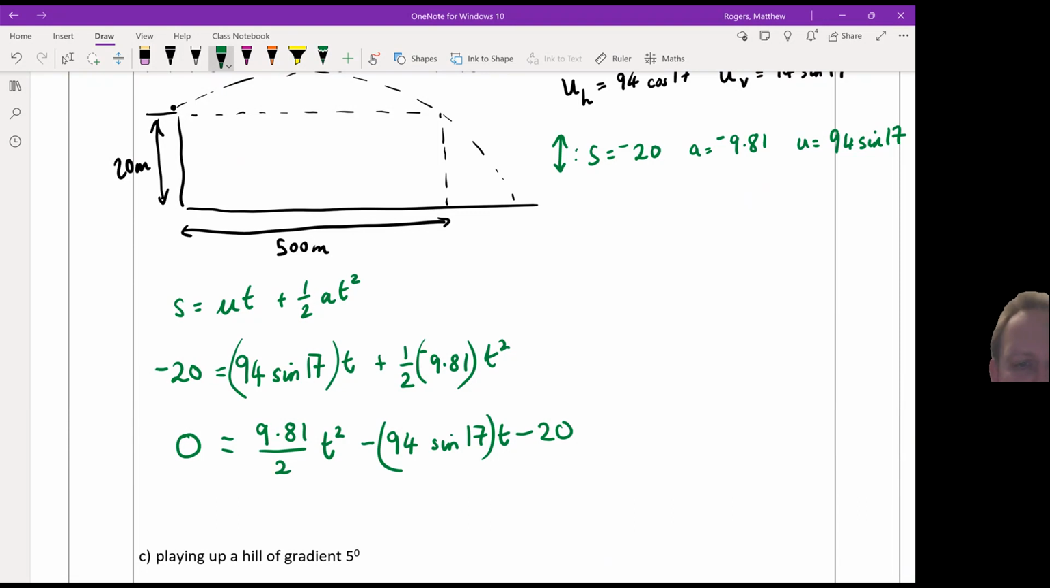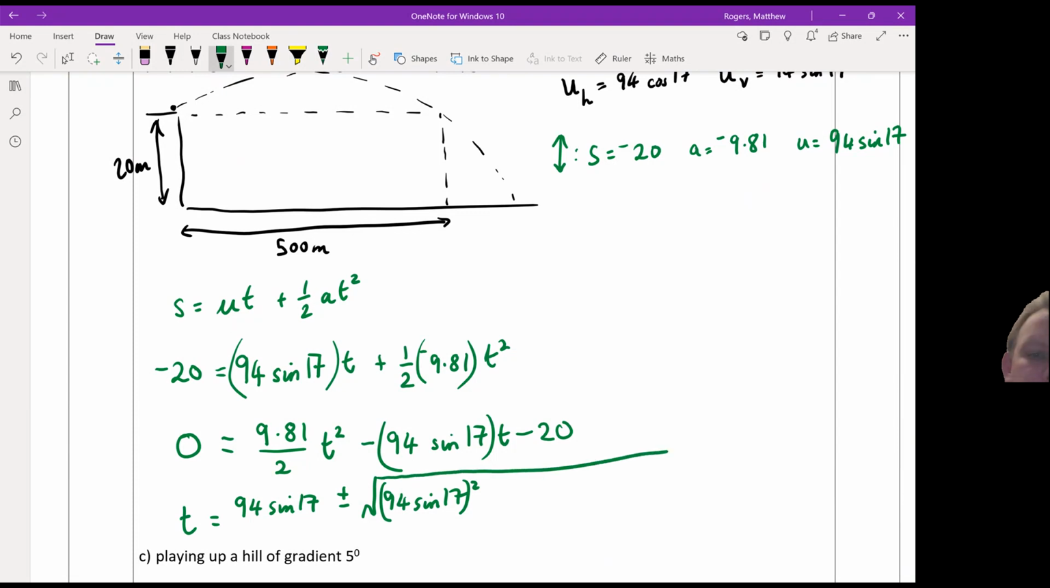So obviously there's various different ways to solve a quadratic. I'm going to use the quadratic equation. So I get that T is negative B, so that's 94 sine 17 plus or minus the square root of B squared, 94 sine 17 squared. Worth being careful when you put this into your calculator. If you just have the sine 17 squared, it will only square the sine function. It won't square the 94 as well.